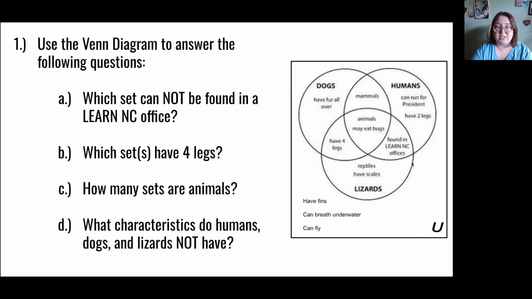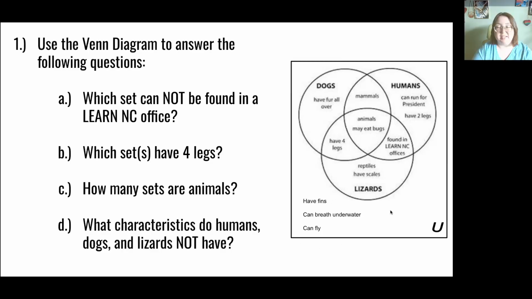Then we want to know which sets have 4 legs. There's another attribute here. It says have 4 legs. We want to know how many sets are animals. We see here, it says animals here in the center. And then we want to know what characteristics do humans, dogs, and lizards not have. So our 3 sets are dogs, humans, and lizards. So we want to know what they don't have. So we're looking to these characteristics that are outside of our sets.